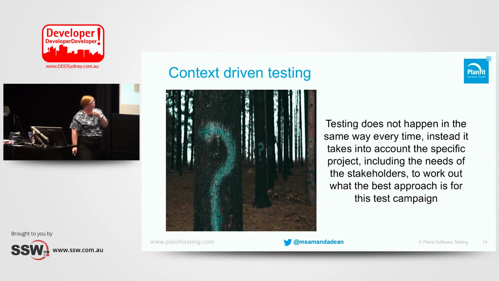So, context-driven testing. Like I said, it doesn't happen in the same way every time, but it takes into account the specific project, including the needs of stakeholders, and works out what the best approach is for this campaign. Now, how do you find out that context? You start talking to people. You speak to your stakeholders, and the more skilled you are at building those relationships, the more you're able to find out information about what particular users' needs are and what the context of a particular project is. And it means you'll get better at identifying the context and that risk.